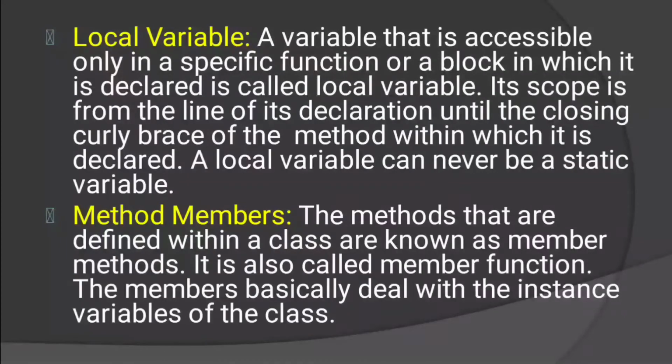A local variable can never be a static variable. We cannot declare a local variable as a static variable. Then next is method members.